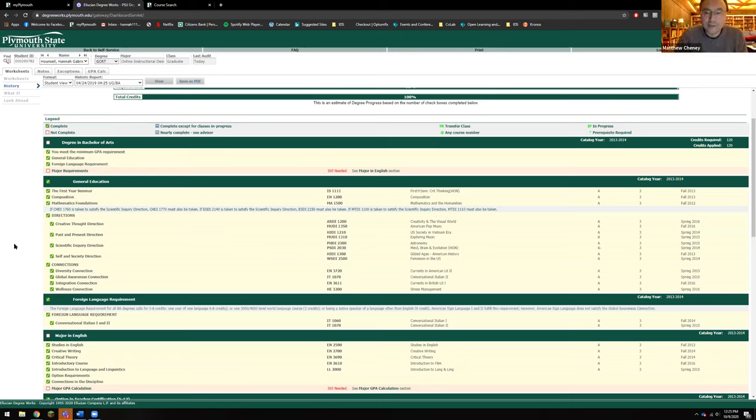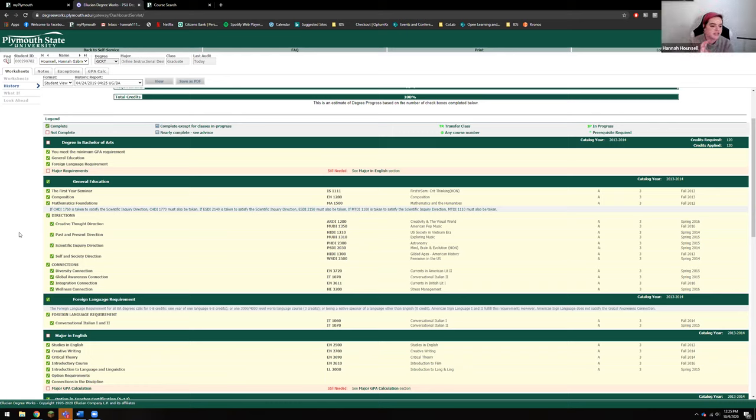DegreeWorks is a really good tool for that. I find DegreeWorks is pretty reliable for gen eds. And that's great because gen ed is complicated. So generally, most of the time, if it says they need something in gen ed, they do. Yeah. And my gen ed just looks a tiny bit different.